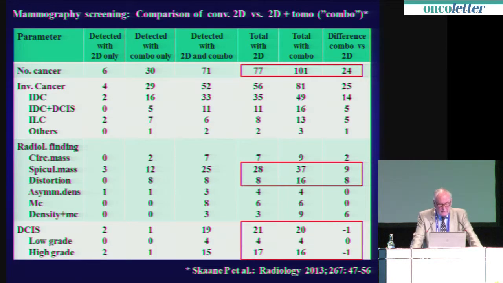What type of cancer did we pick up more commonly on 2D plus 3D as compared with the 2D alone? You can see, interestingly, there are no more DCIS. The number of DCIS in both arms are nearly identical, one case difference only. So what we pick up are cancers manifesting as speculated masses and the cancers presenting as distortion.